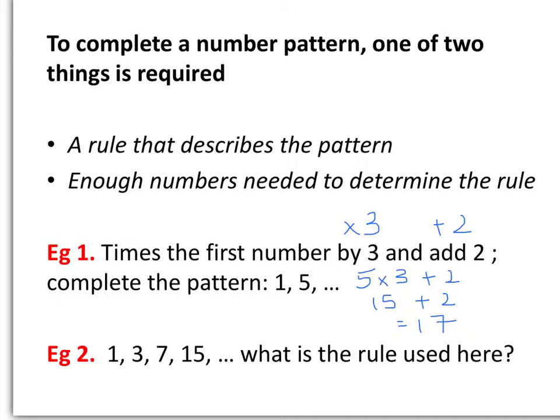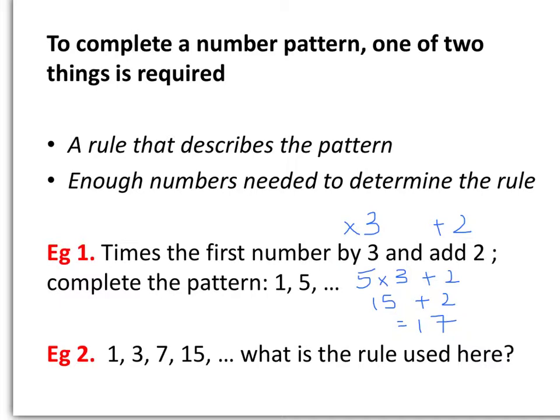Example 2 is an example where we're given more numbers and asked to figure out the rule on our own. So we could try a couple of different things. We could try to see if it's a multiple, so we could start with the first number and see if you can multiply it by something to give you the second one. So 1 multiplied by 3 will give you 3, but then if you have a look at the third number, 3 multiplied by 3 isn't going to give you 7, so that's not going to work. We could try multiplying by 2. So 1 multiplied by 2 isn't 3, so that's not going to work either.